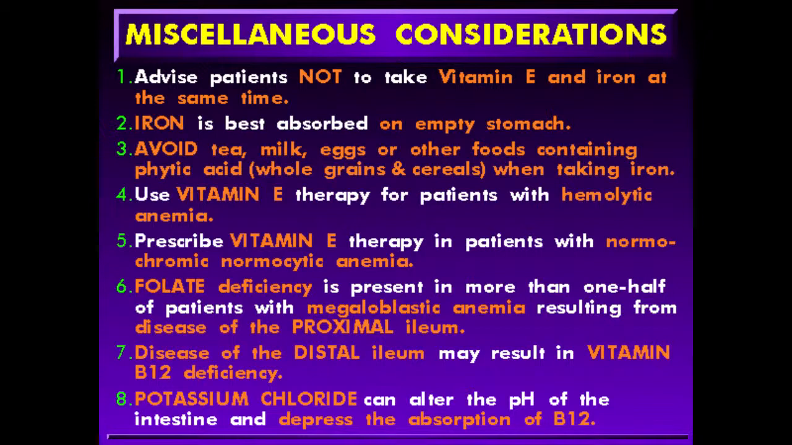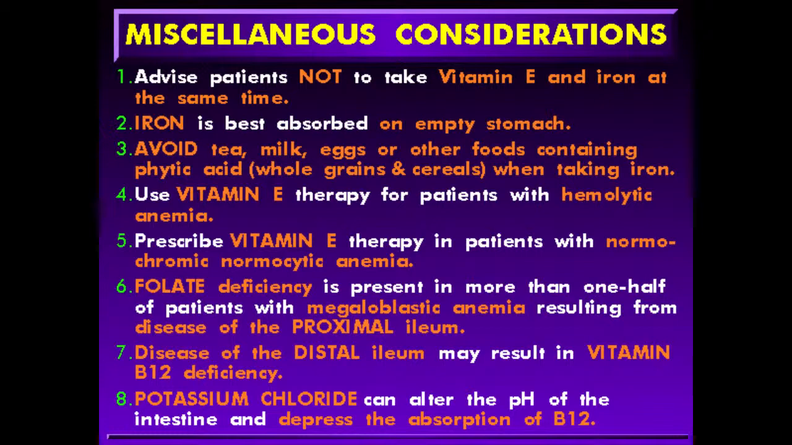Fifth, iron is best absorbed on an empty stomach. Unless the patient complains of indigestion with the iron, have them take the iron between meals. Number 6. Folate deficiency is present in more than half of patients with megaloblastic anemia due to disease of the proximal ileum. These patients usually will show evidence of folic acid deficiency on the blood test.